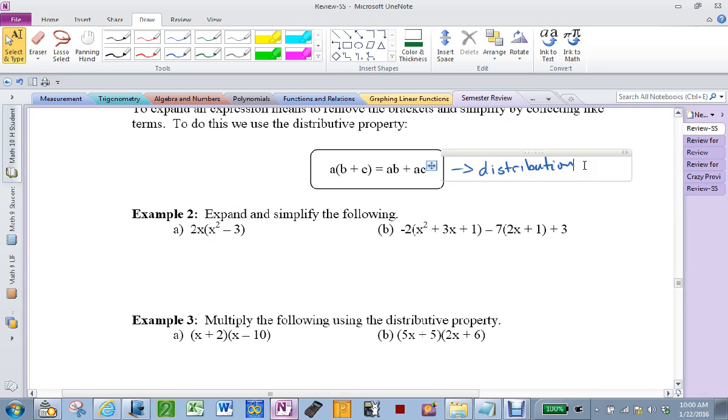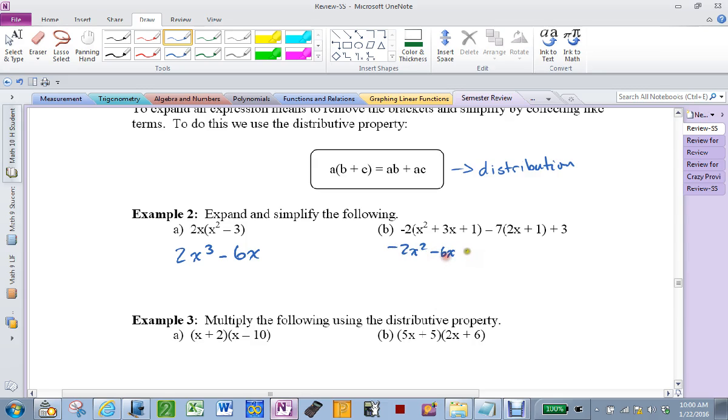Okay? So, distribution, you get a little double exponent practice here, don't you? What is this first one? 2x cubed minus 6x. What's this one? Negative 2x squared.